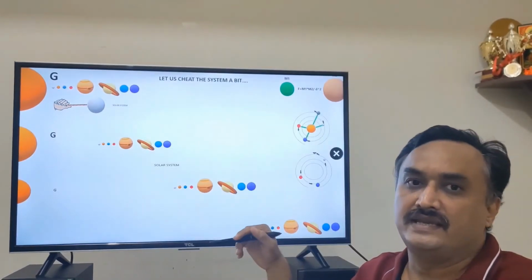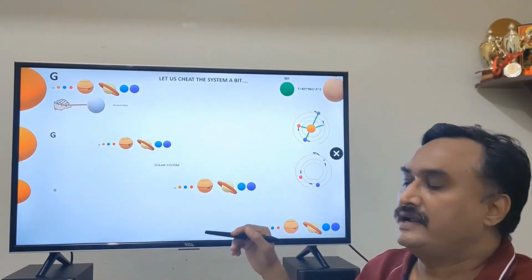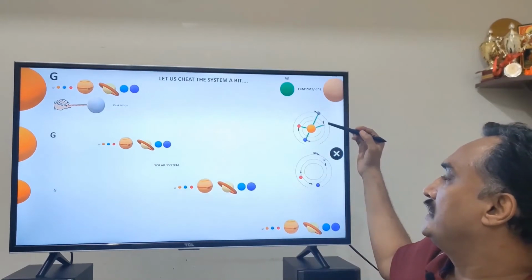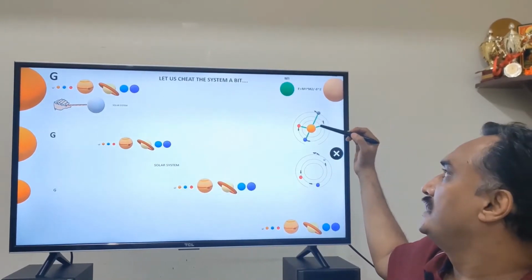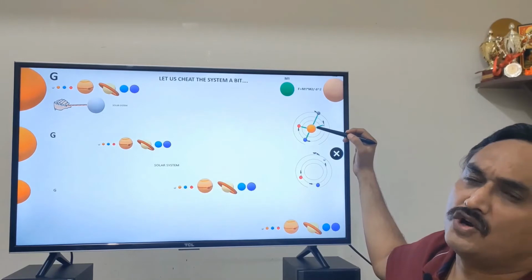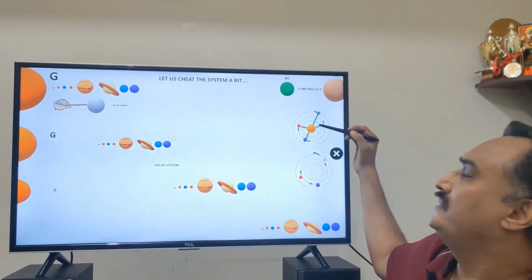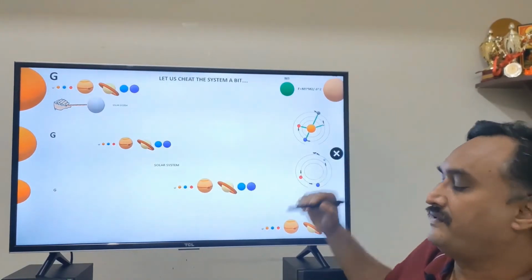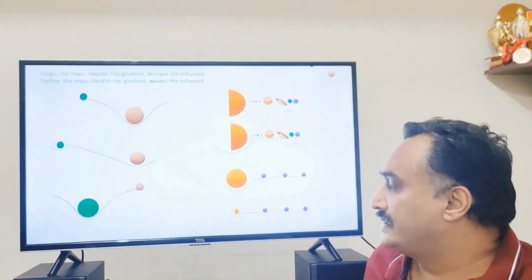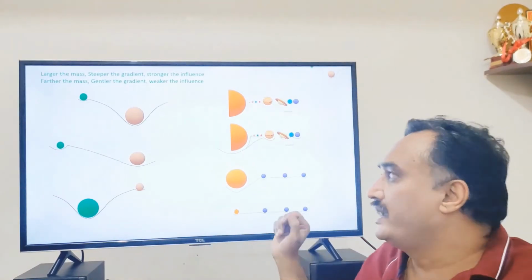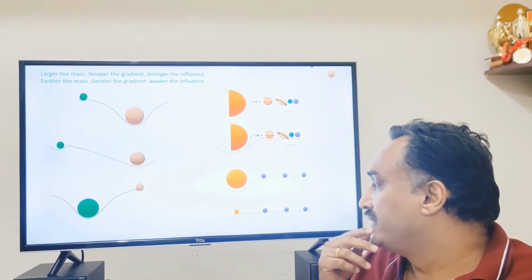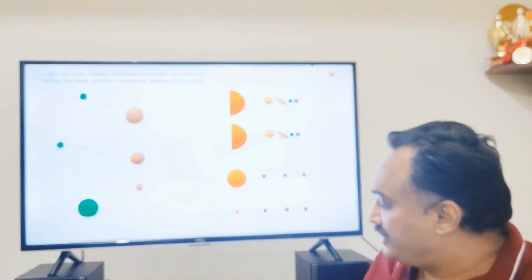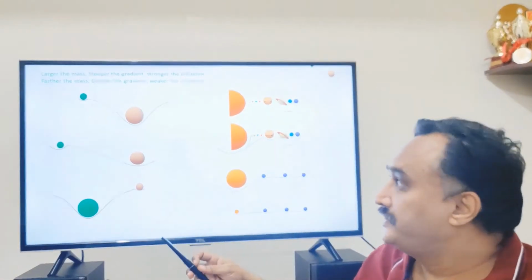So what we see in the end is that in this system, the central mass is not so central as we understand from the ground. Let's see how Einstein's theorem applies. Before we go to applying Einstein's theorem to the solar system, let us understand a bit about the gradient.